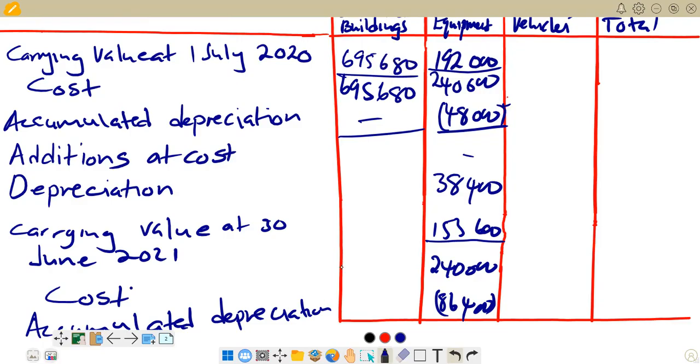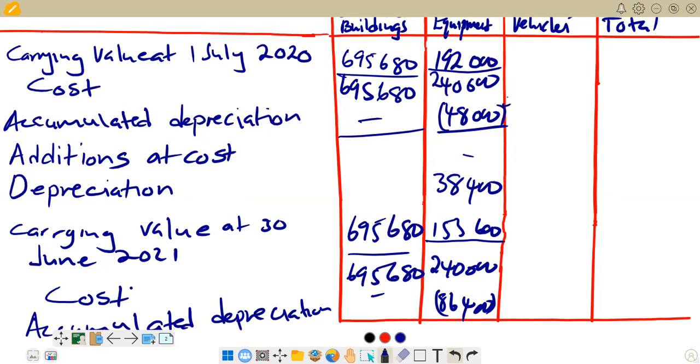No additions. So the cost now at the end again remains the same, 695,680. And also here we have nothing. So the carrying value at the end also remains the same, 695,680. Right. We go to vehicles now.